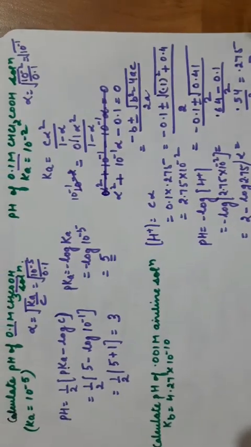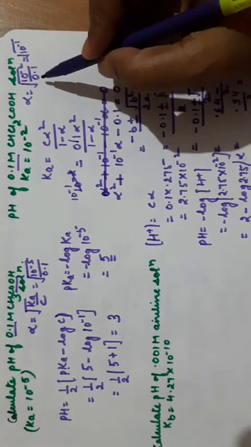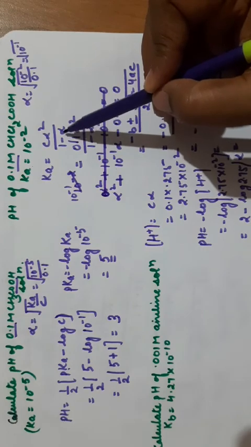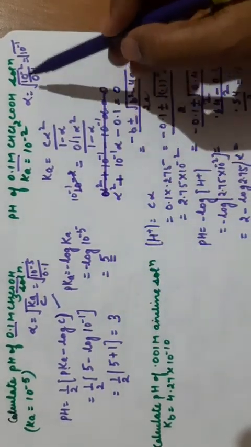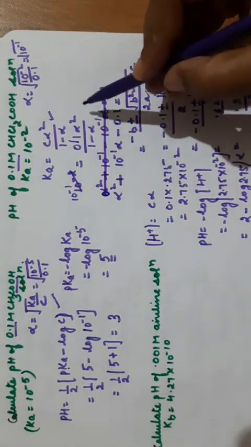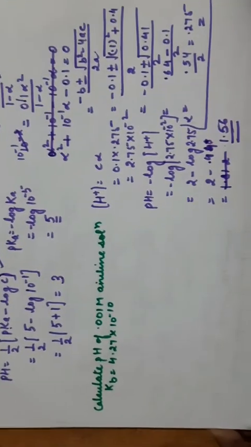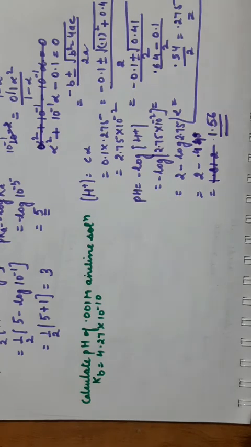So here we have to find alpha first. If alpha is less than 5%, we can neglect 1 minus alpha in denominator and we can use this formula. But if alpha is higher than 5%, we cannot ignore it and we have to solve by the quadratic equation. Clear? Now coming to this question, calculate the pH of 0.001 aniline solution.